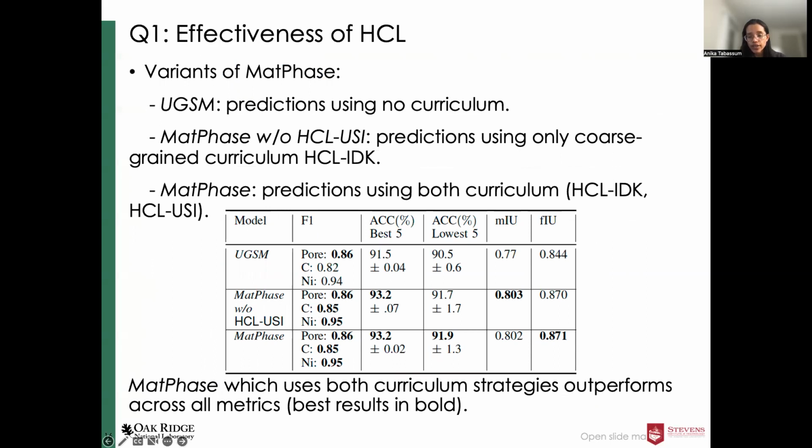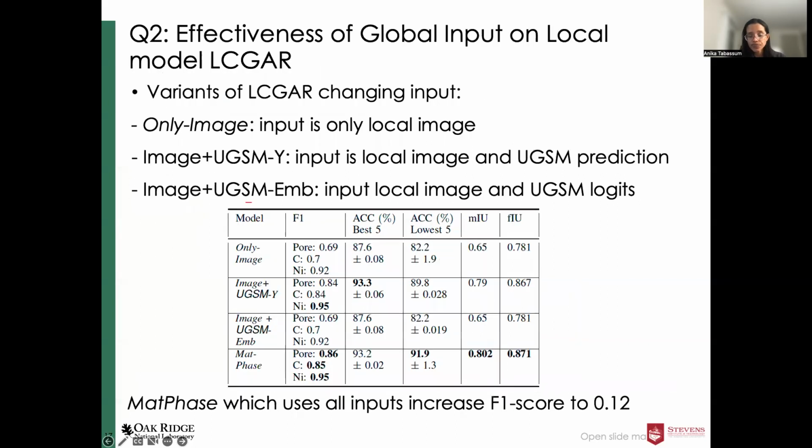Now, first, to answer whether our hierarchical curriculum learning is even effective, we designed variants based on our MatPhase framework. The first one is basically a global model, which does not use any curriculum strategy. The second one obtains predictions by only removing the fine-grained strategy, that is HCL-UI, but still keeping the coarse-grained strategy, HCL-IDK. And the third one obtains the predictions using all of the curriculum learning, basically our MatPhase framework. And we observe that our framework performs best on 4 out of 5 metrics.